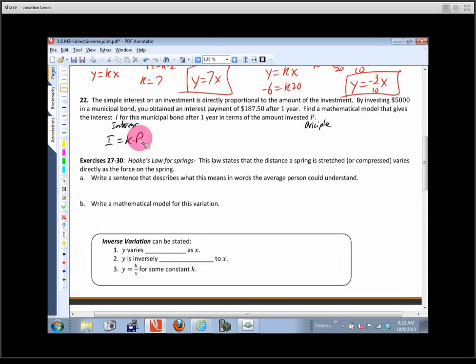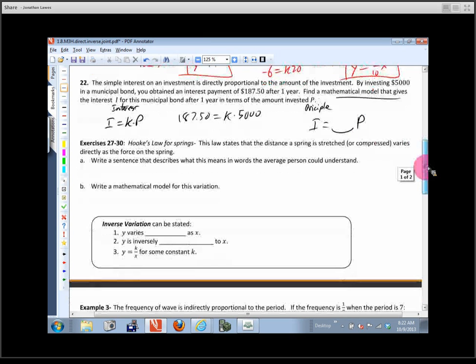I'm not going to finish this off, but the interest amount was $187.50. We don't know what the constant of proportionality is, but we do know how much was invested, 500. And it says find a mathematical model. So find out what K is, and then rewrite I equals whatever that number is times P, and that's it. That's all you have to do. You're finding a formula for this variation, not necessarily finding any specific answers with that. Any questions there? Okay, you can finish that, right?